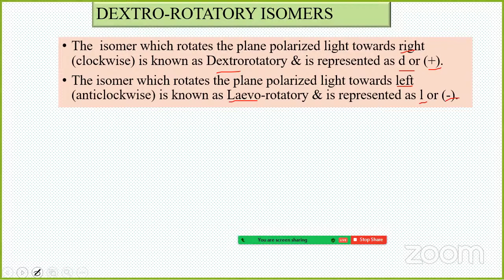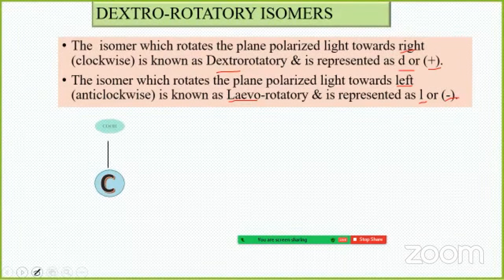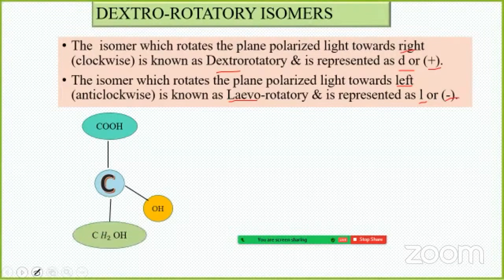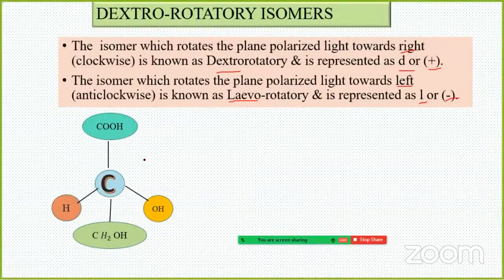Let us see here. We are taking a carbon which has a COOH group, an OH group, a CH2OH alcoholic functional group, and a hydrogen. So this carbon has all 4 different groups. Here we have to give the priority according to the functional groups. So what are the functional groups here?